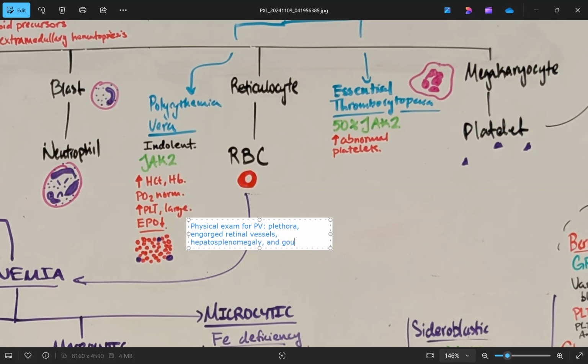Your second type of MPN will be your essential thrombocythemia. 50% of those are also a JAK2 mutation. You'll see just an increase in abnormal platelets, and that's pretty much it.